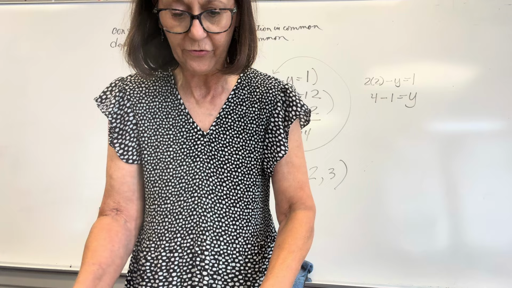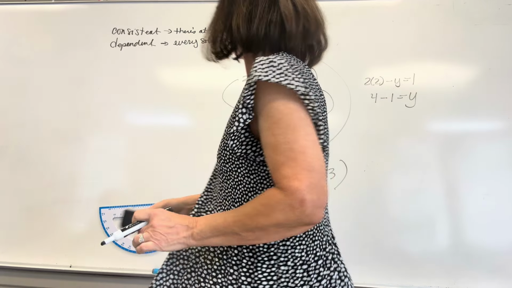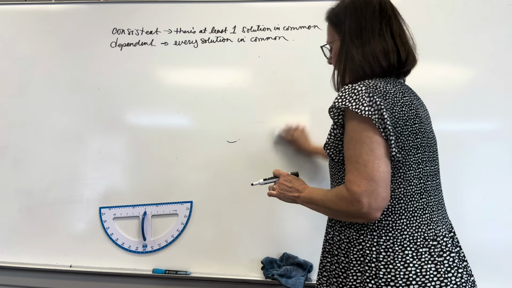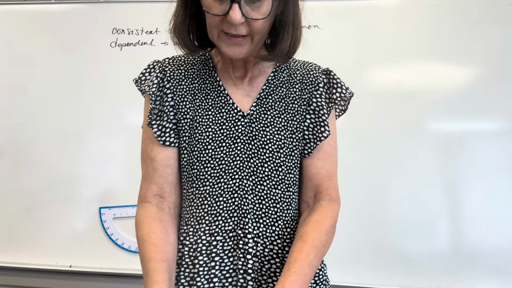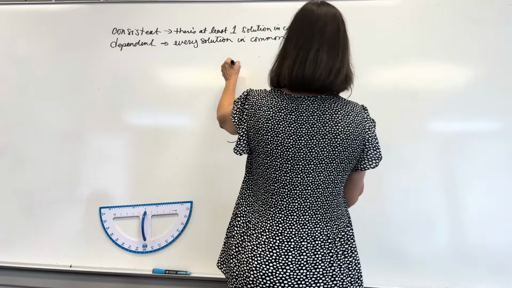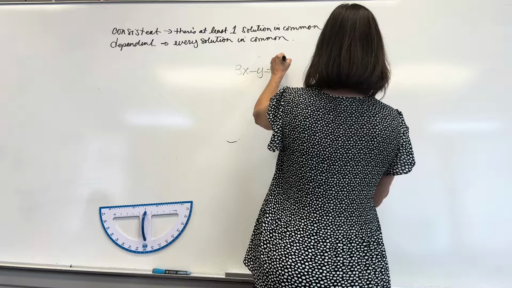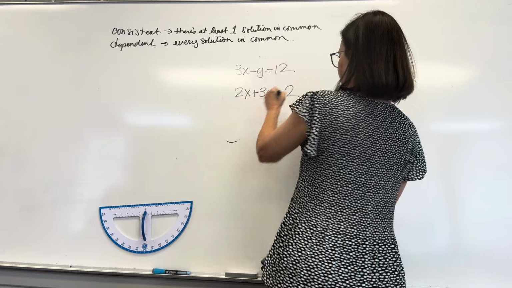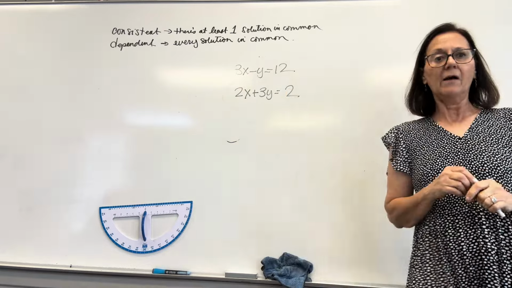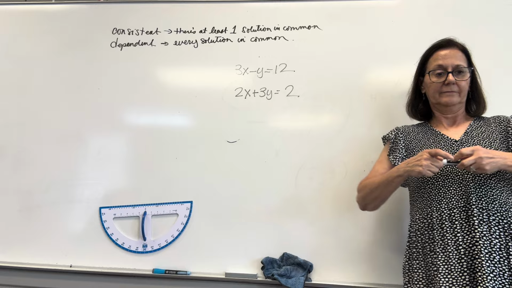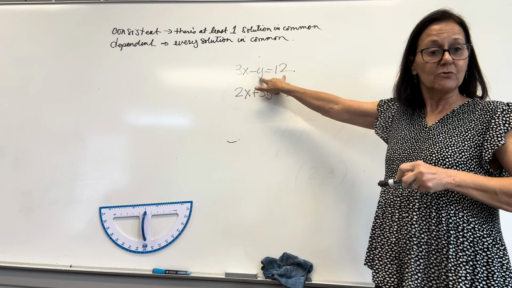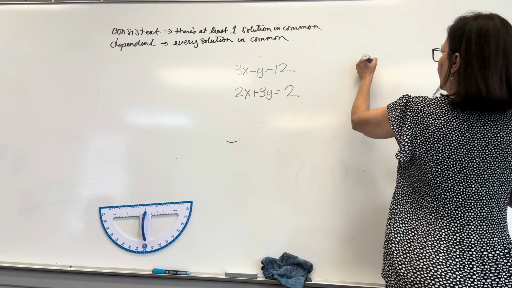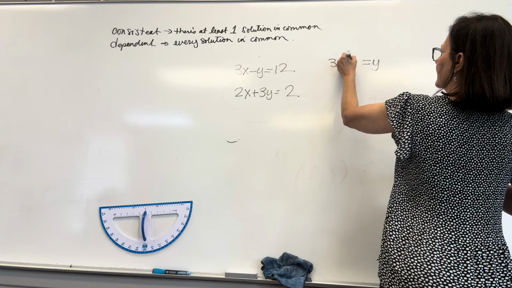So we're going to jump to example 3. It specifically wants us to use substitution. Y'all know that's not my favorite, but we're going to do it. 3x minus y equals 12. 2x plus 3y equals 2. How would I use substitution? Switch the y and the 12. Take this one, make it y equals. So this is y equals 3x minus 12.